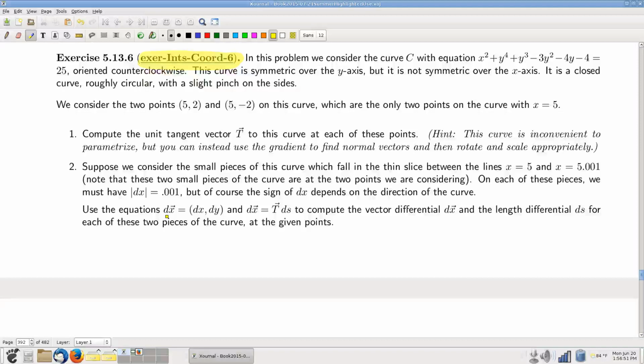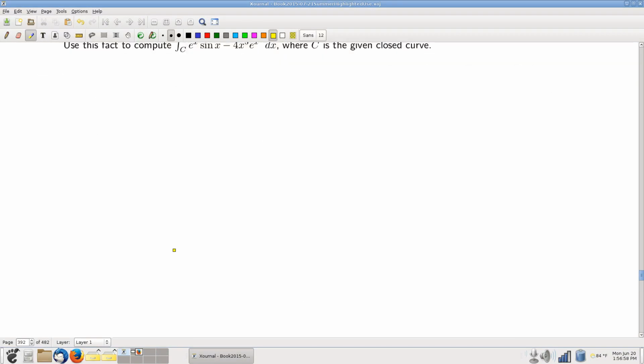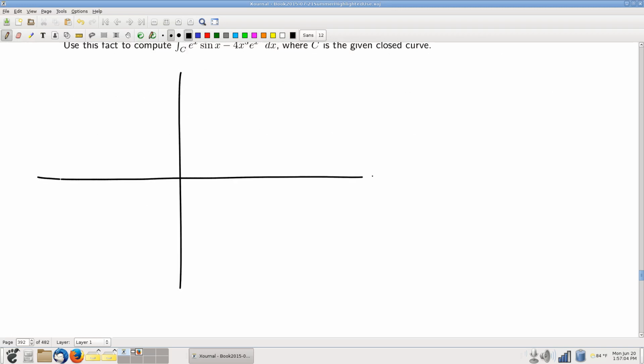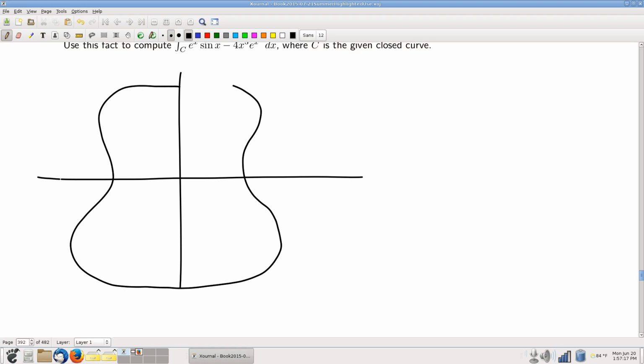Okay, so there's a lot of details in this problem. First thing I want to do is draw a picture, just so we can have something to work off of. So, following the hints that we were given, it's roughly circular. It's symmetric over the y-axis here, but it's got a pinch on the sides. So it's like, I'm going to draw a guitar body there.